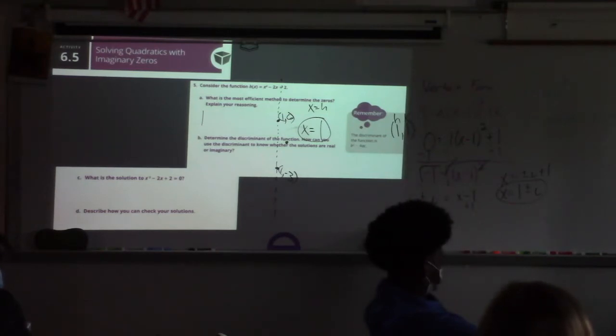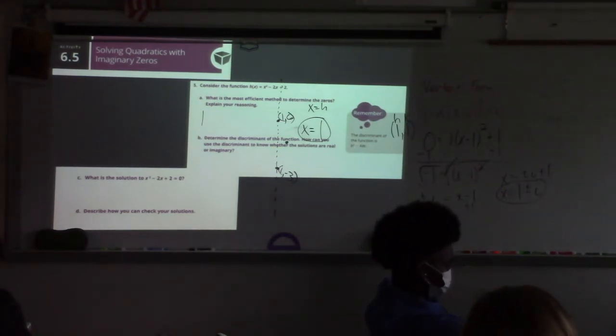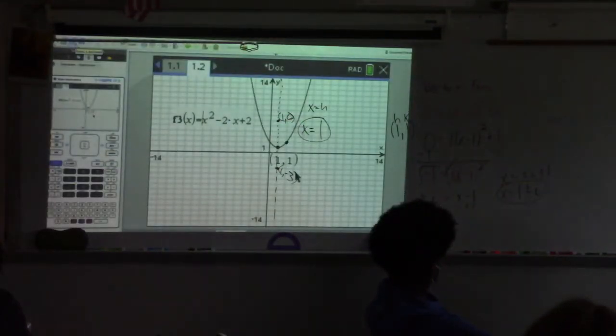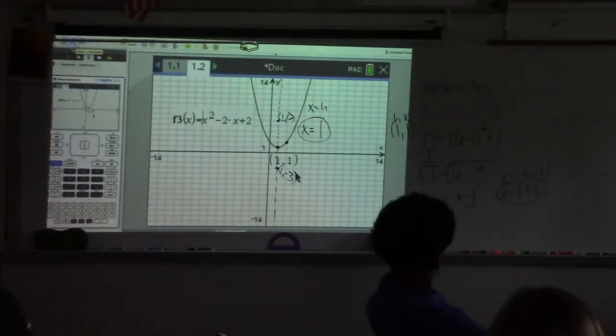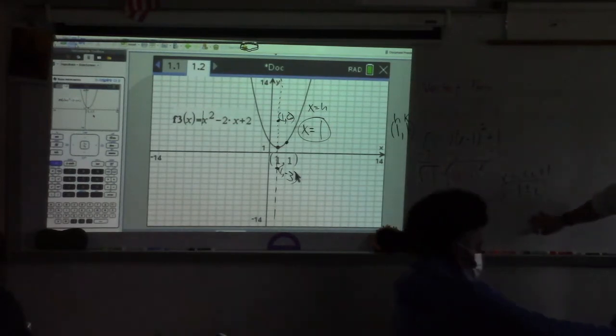Quick question. How can we check our solution? I saw some people say graph. Can we graph? Where do you see 1 plus or minus i on that graph? You can't. You can only use your graph when you have x-intercepts. But that's a solution to the original equation, is it not?